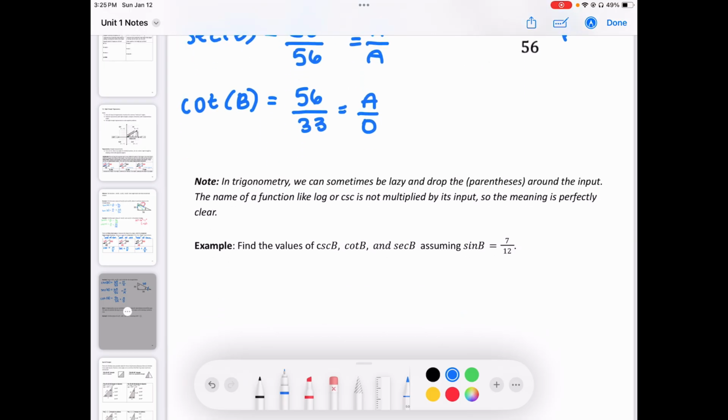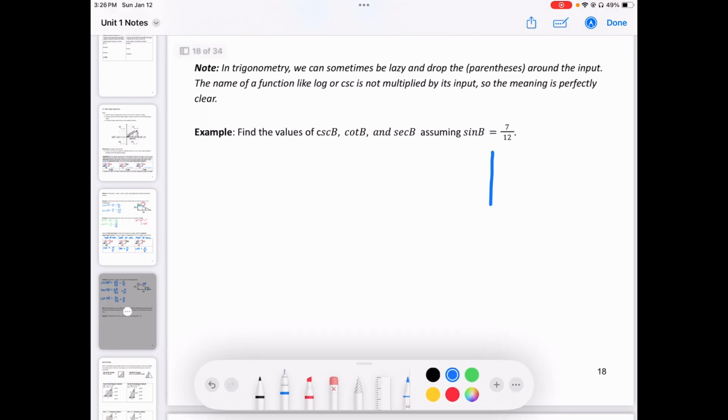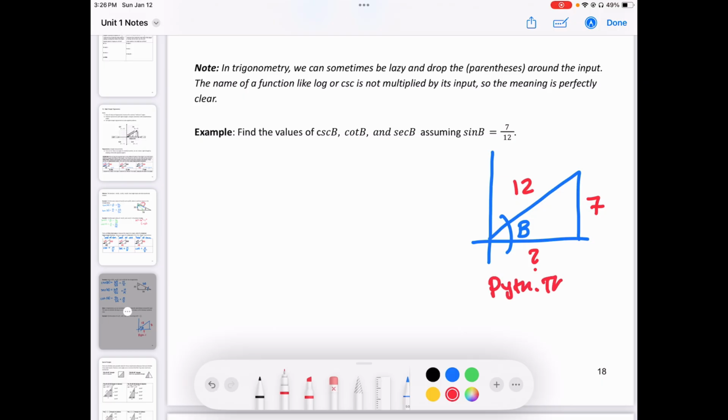Sometimes we can be lazy and drop the parentheses. So in this next one, you'll see that it just has cosecant of B with no parentheses, totally fine. Let's go ahead and draw a triangle to represent this situation. That tells us this is going to be B, which tells us we have 7 and 12. We don't know what this value is. We need to use the Pythagorean theorem to find it. It's going to be approximately 9.7 or the square root of 95.